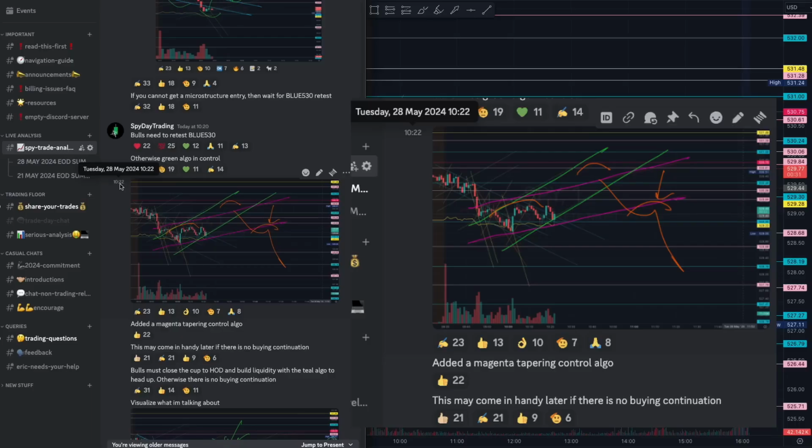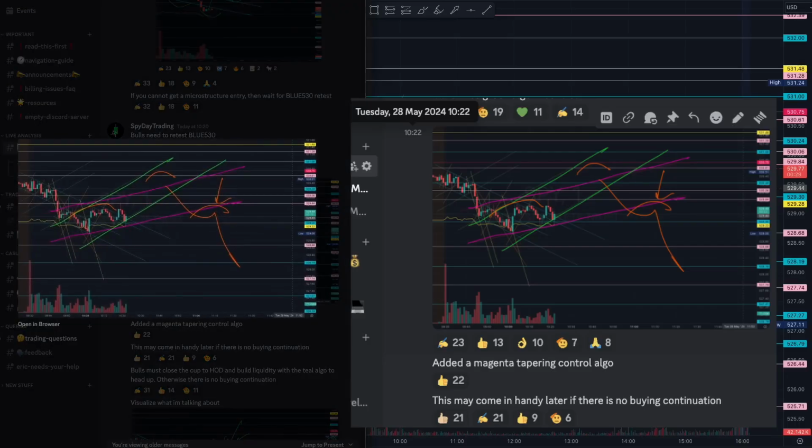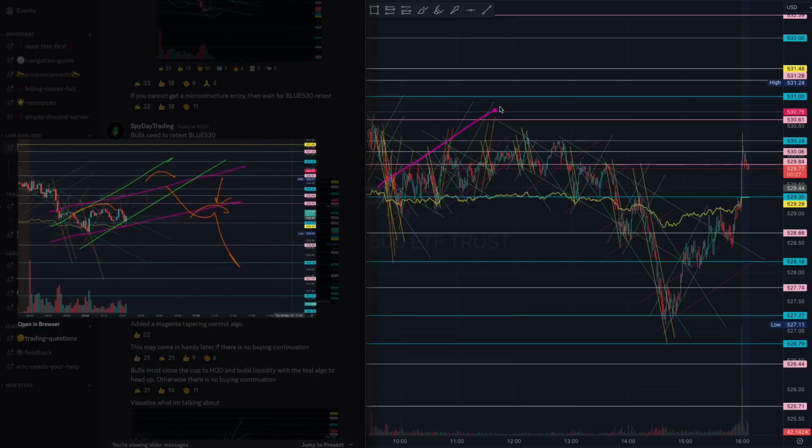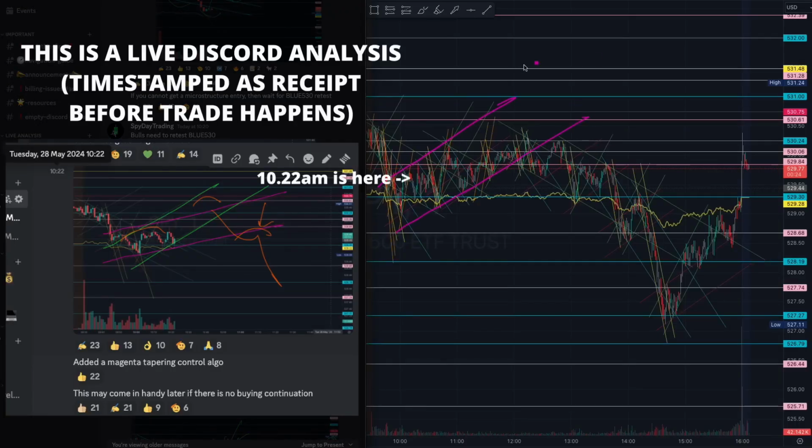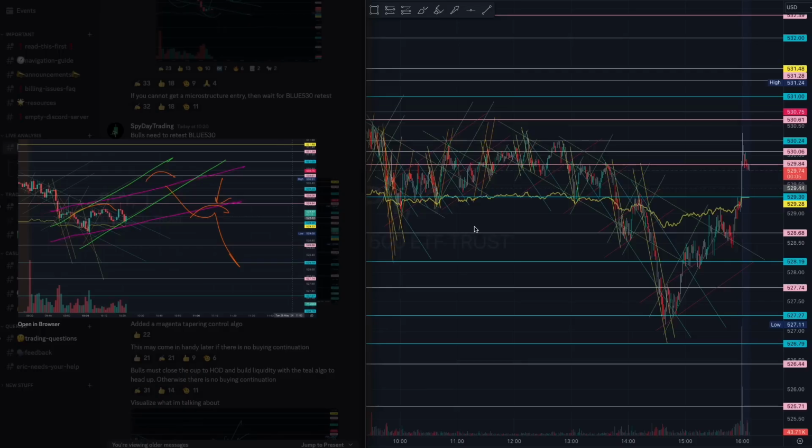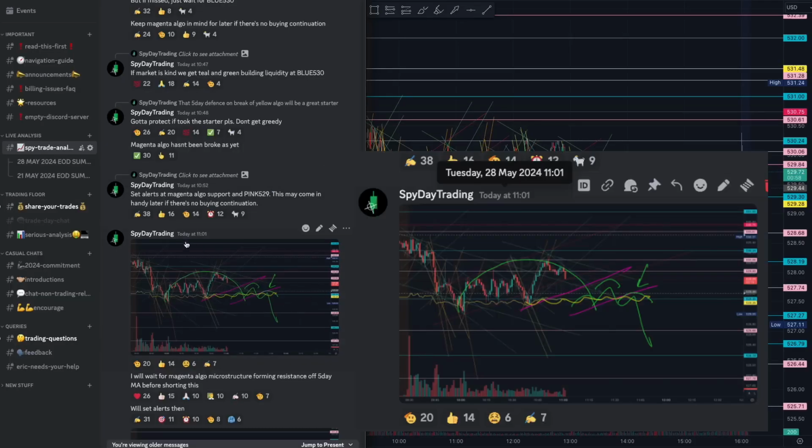Now at 10:22, this was when we identified this magenta algorithm right here. Now this will come in really handy, as you can see later, because this is a larger bear flag that started to form. And I mentioned that if you do not see buying continuation, prepare for this magenta algorithm right here. Now there was a larger structure that I told you to wait for at 11:01.